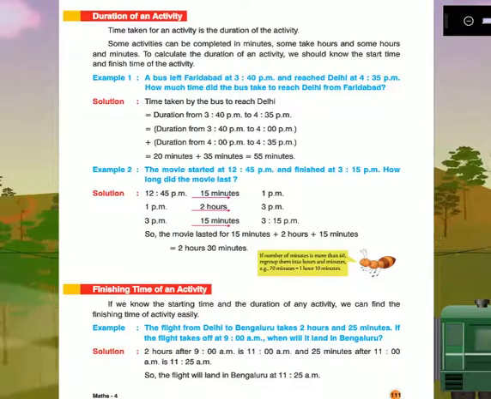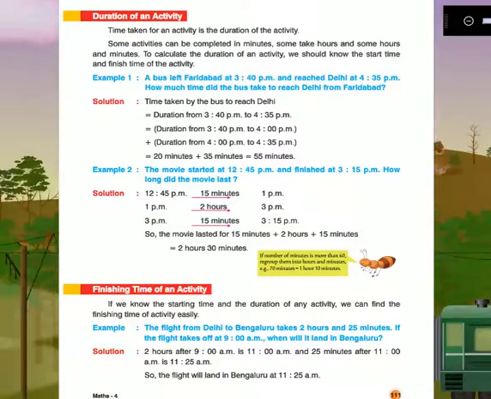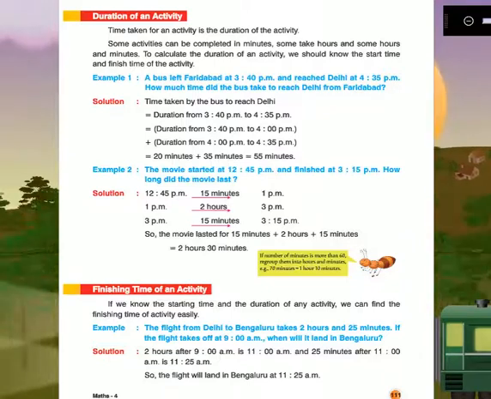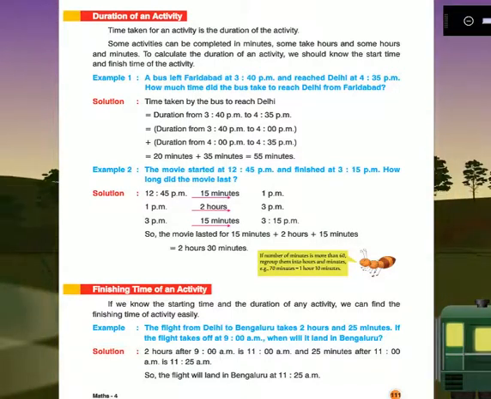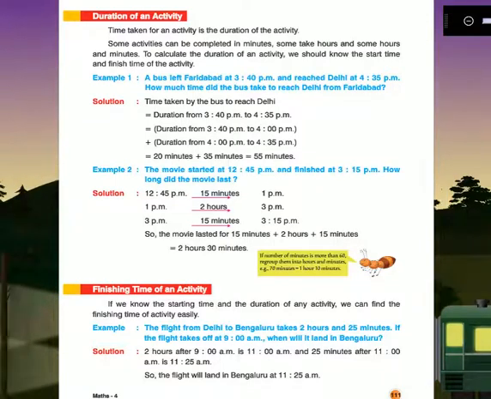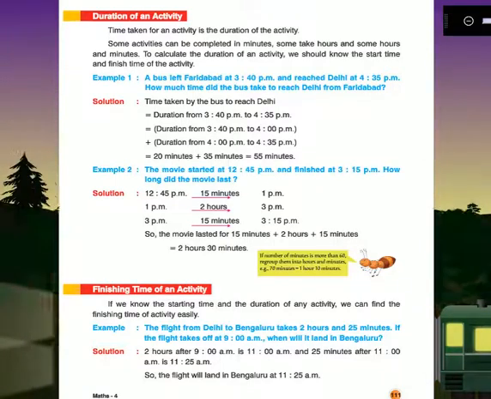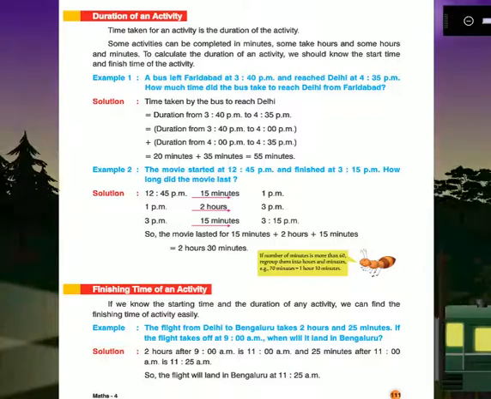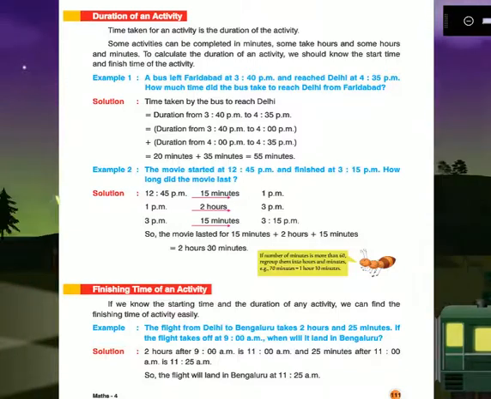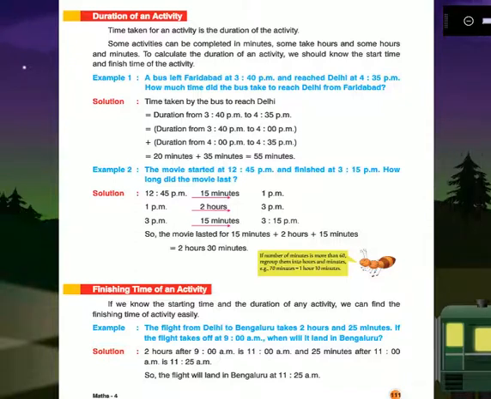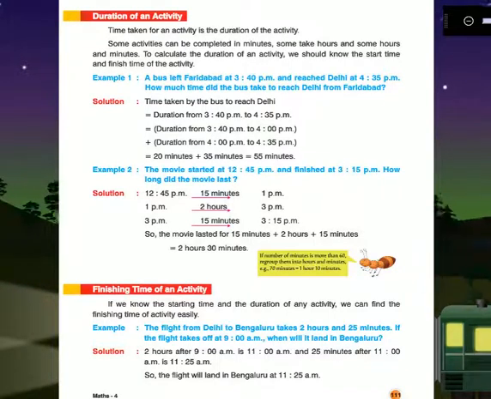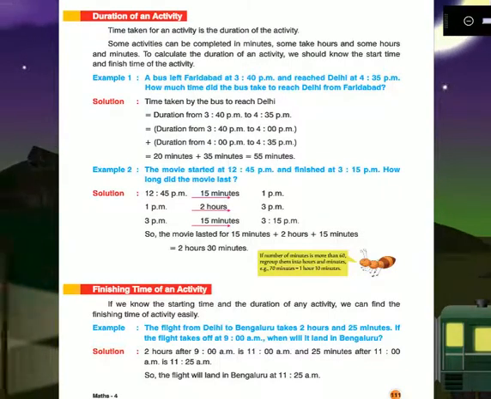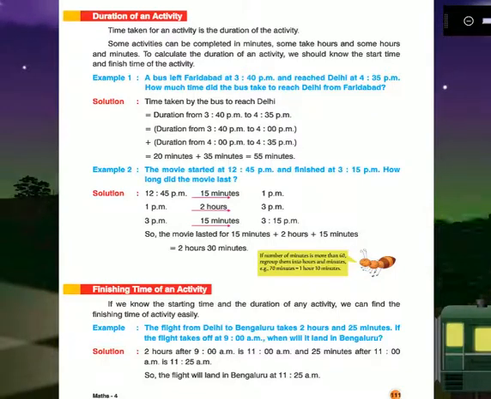Duration of an activity. Time taken for an activity is the duration of the activity. Some activities can be completed in minutes, some take hours, and some hours and minutes. To calculate the duration of an activity, we should know the start time and finish time of the activity. Example 1. A bus left Faridabad at 3:40 p.m. and reached Delhi at 4:35 p.m. How much time did the bus take to reach Delhi from Faridabad?